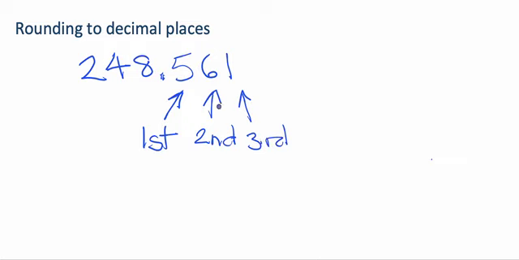So if we're asked to round to the first decimal place, it means we give an answer which goes up to here. And the question is, when we get rid of this, should we be rounding up or leaving this the same? So the rule is that if this is over 5, which this is, then this becomes 6. So if we rounded this to the first decimal place, the answer would be 248.6, because it's increased.